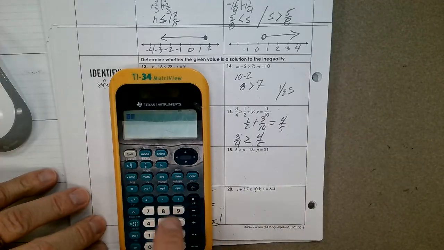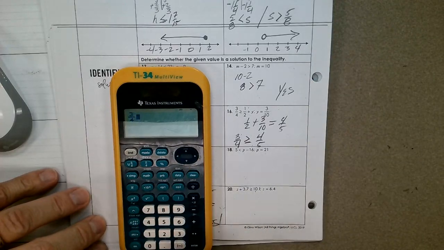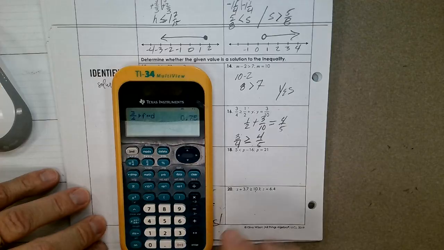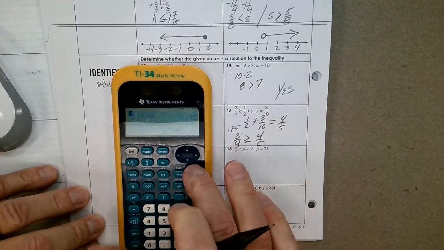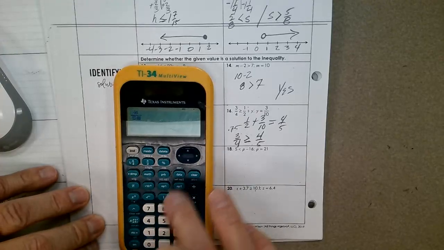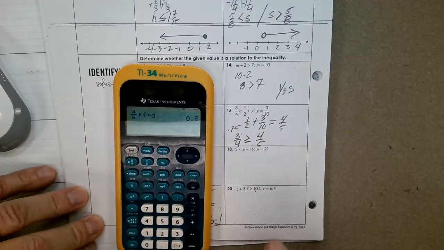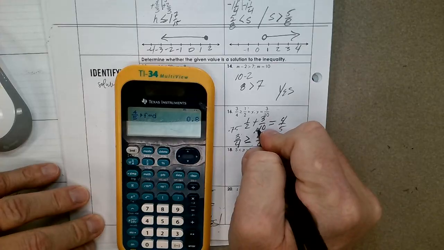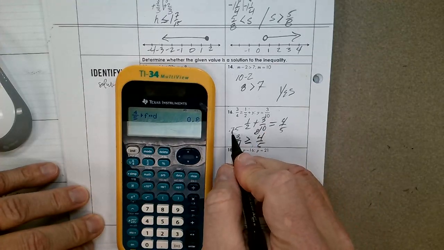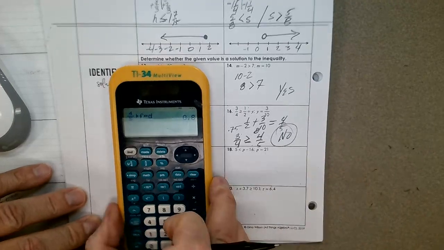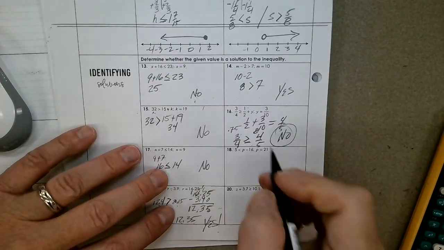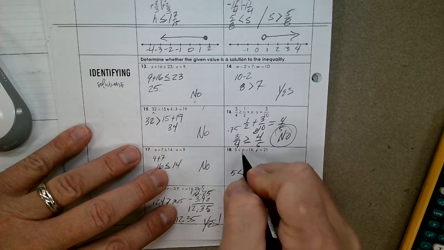So if we take 3/4 and we change that to a decimal, it's 0.75, right? If I take 4/5 and change that to a decimal, I get 0.8. 0.8, 0.75, is that greater than? No, that's wrong. That's another wrong one. Wow. Let's continue.